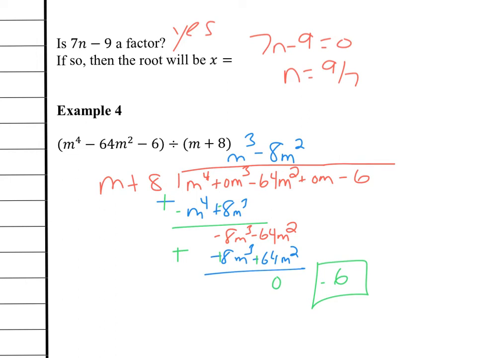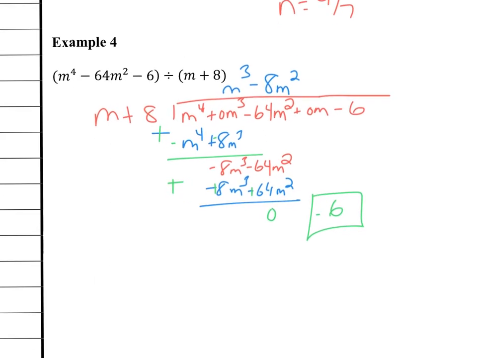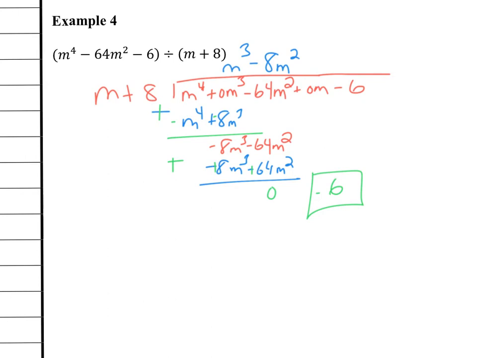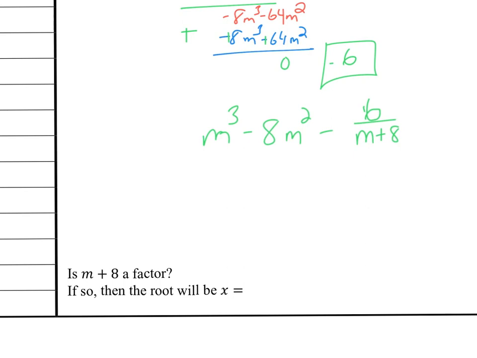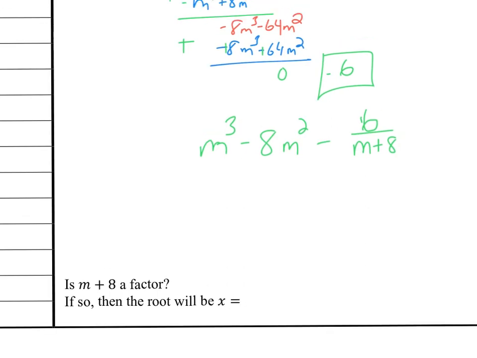Okay, so to write out our answer, we would simply write the answer to this question is m to the third minus 8m squared minus 6 over m plus 8. All right, so to answer the questions down here, is m plus 8 a factor? No. It's only a factor if the remainder is 0.